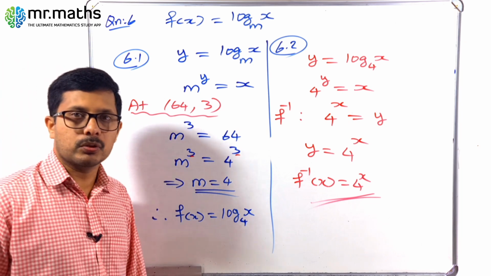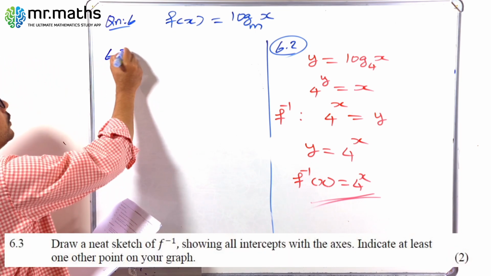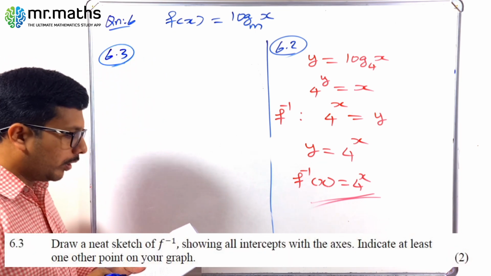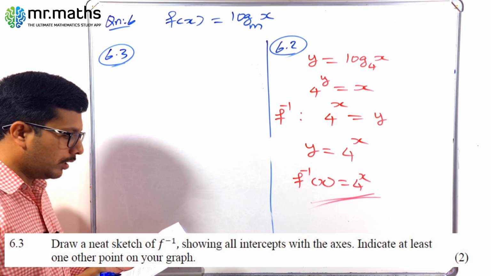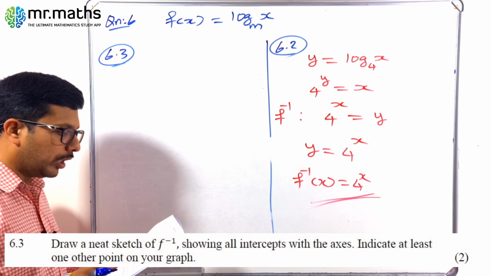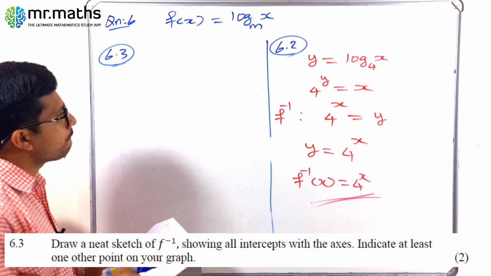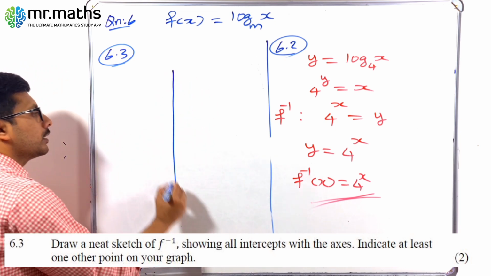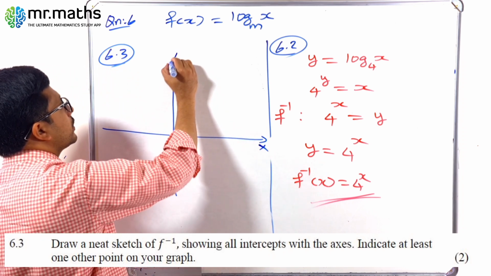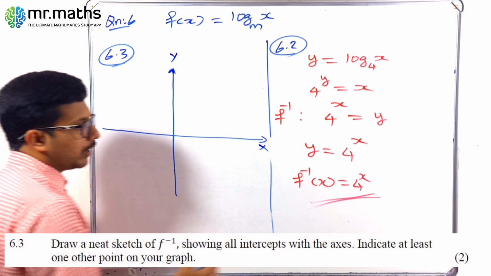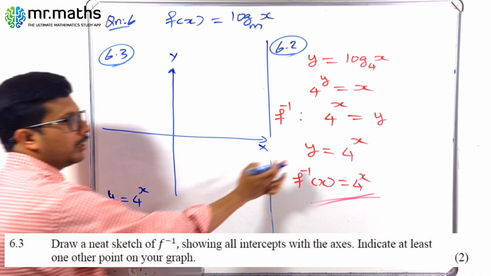Now let's move to the next question, question number 6.3. What is that question? Draw a neat sketch of f inverse. Show all intercepts with the axes. Indicate at least one other point. So you have to draw f inverse. Here this is the y-axis and this is the x-axis. So what is f inverse? F inverse is y is equal to 4 raised to x. This is our f inverse graph.